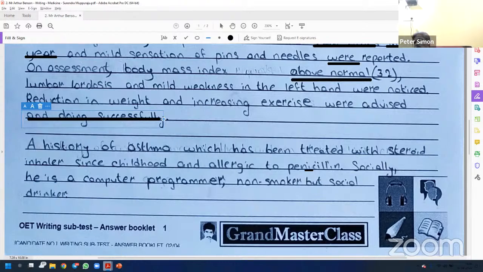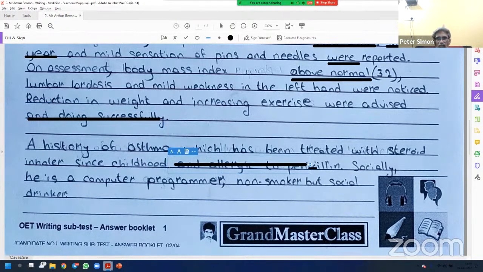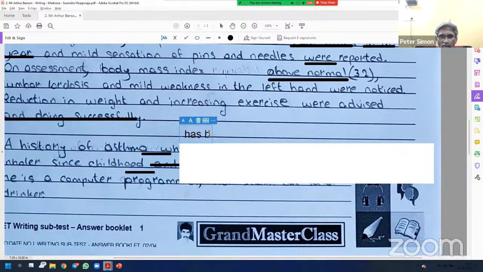Allergic to penicillin. No, allergy to penicillin. Or he is allergic to penicillin. He is allergic to penicillin or allergy to penicillin. So break this. A history of asthma, comma, which has been treated with steroid inhaler since childhood, comma, has been reported or recorded.